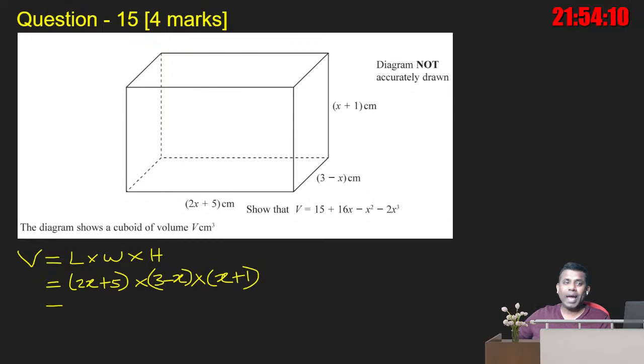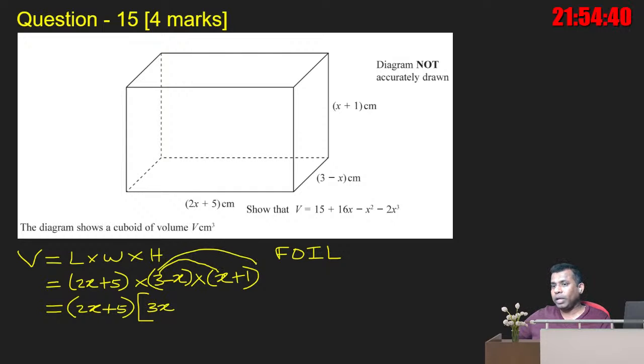When it comes to expanding the brackets, do two at a time, right? Do two brackets at a time, and after that the result is going to be multiplied by the third one. So keep the first one, 2x plus 5, and put square brackets around it. The FOIL method, what is that? FOIL: First, Outside, Inside, Last. First, 3 times x, 3x. Outside, 3 times 1 is 3. Then inside, minus x times x, minus x squared. Last, minus x times 1 is minus x.